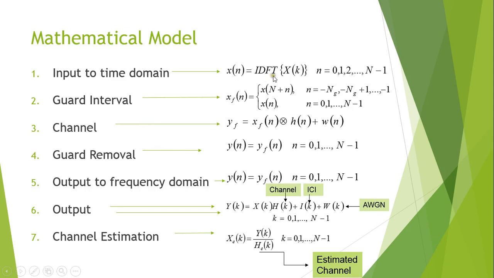So this is the OFDM system architecture, and this is the mathematical model. The input goes to the time domain through the inverse discrete Fourier transform, then the guard insertion, then the convolution with the channel, and the guard removal, then the output in the frequency domain. This is the final output. Here you can see H of k is the channel, I of k is the intercarrier interference, and W of k is additive white Gaussian noise. And this mathematical expression represents the estimated channel. H of k gives the estimated channel. So this is the mathematical model.